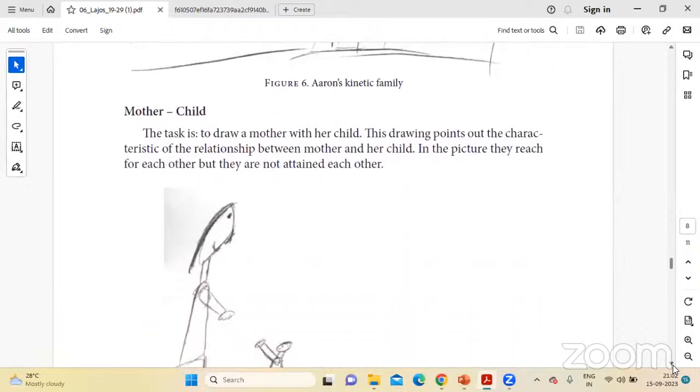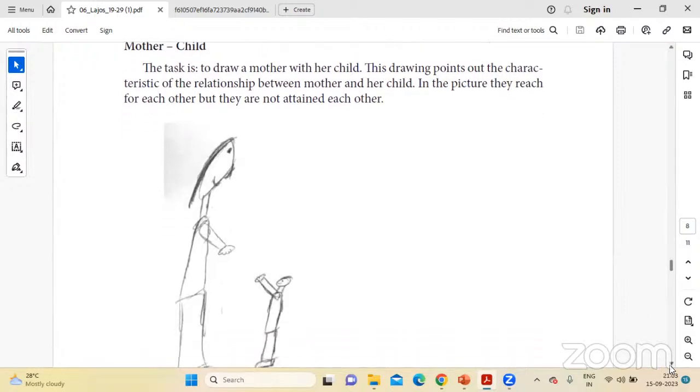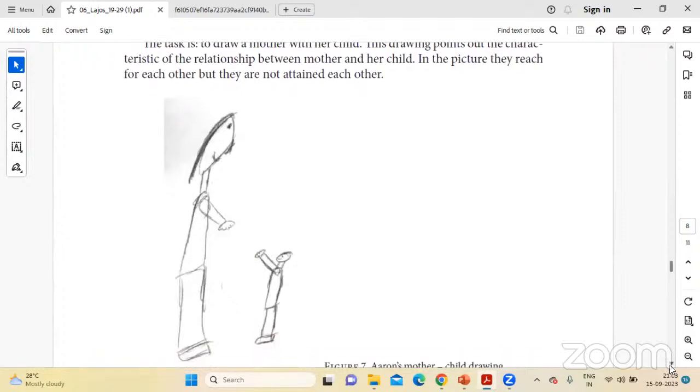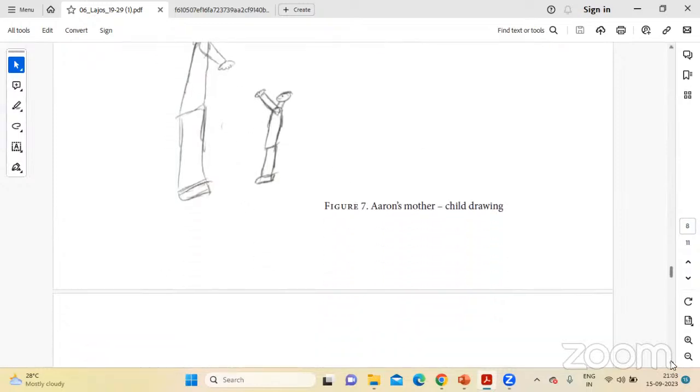Mother-child interaction. This drawing points out the characteristic of the relationship between mother and her child. In this picture, they reach for each other, but they do not attain each other. So they're not able to reach each other. That is what we can see from this mother-child drawing of this 13-year-old boy.